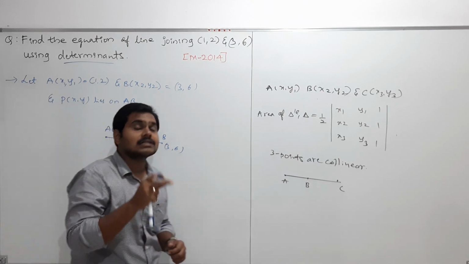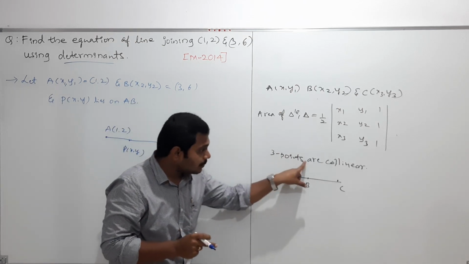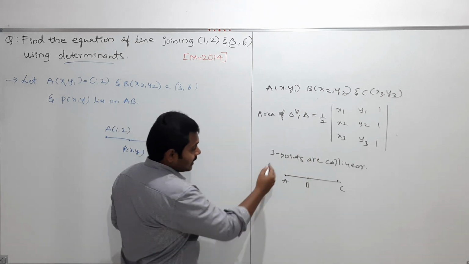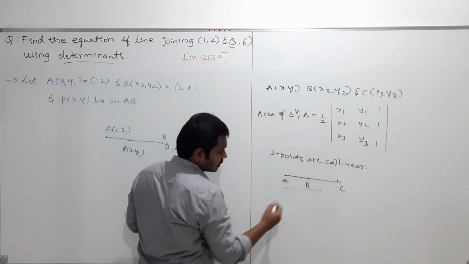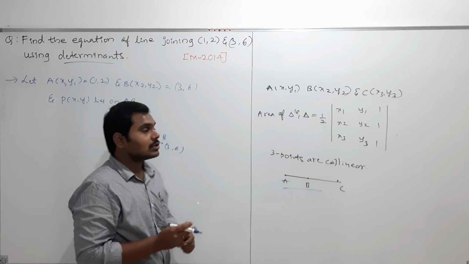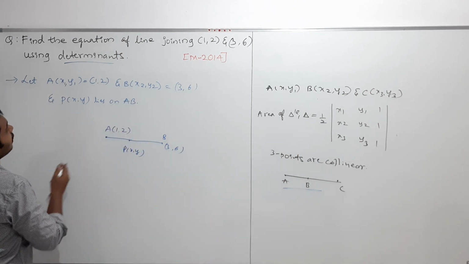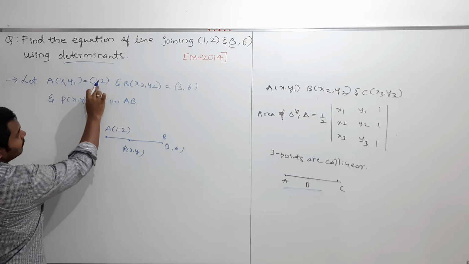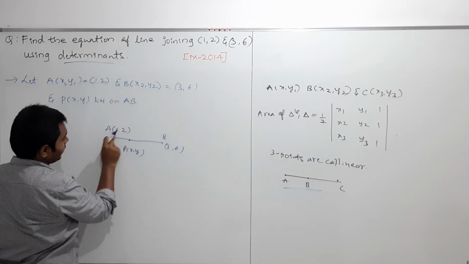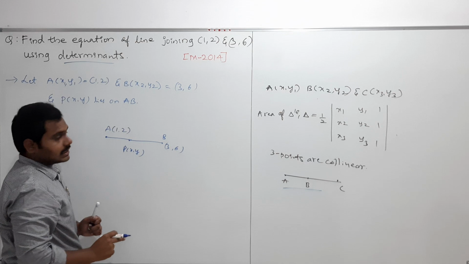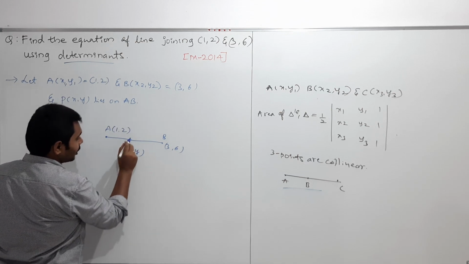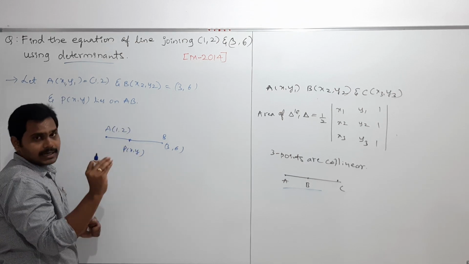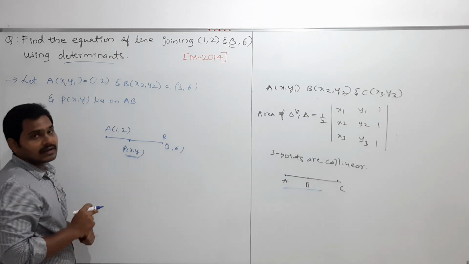So in the last class I told you that if 3 points are collinear, then the area of the triangle is equal to 0. That we know. So that concept I am using here. For that reason, my dear students, let us take A of x1, y1, this is one point, and another point given to you. So A of 1, 2 and B of 3, 6. Next I am taking one point, P of x comma y, any point, generally I am naming it as P of x, y.